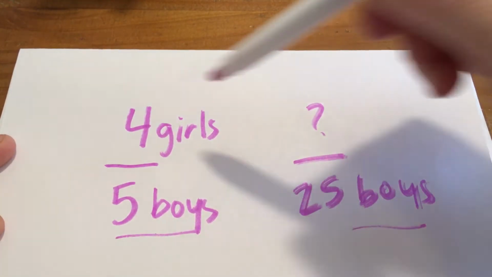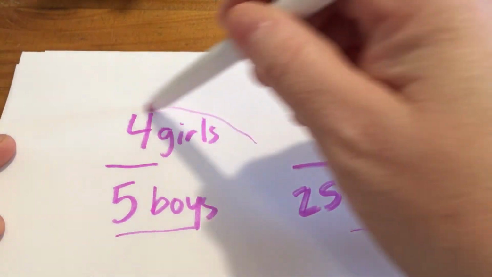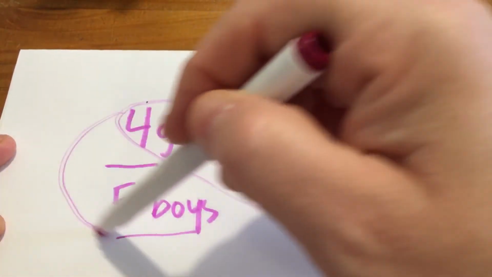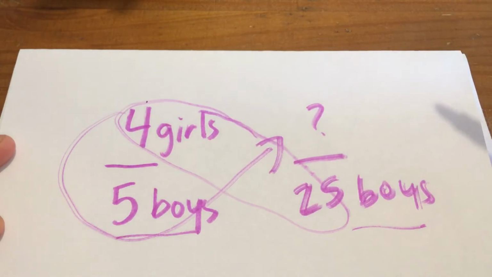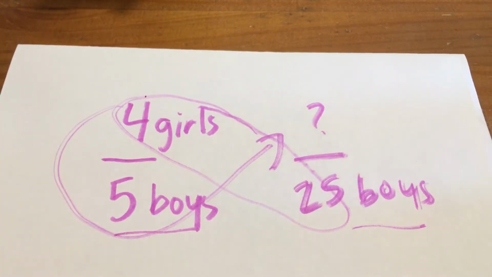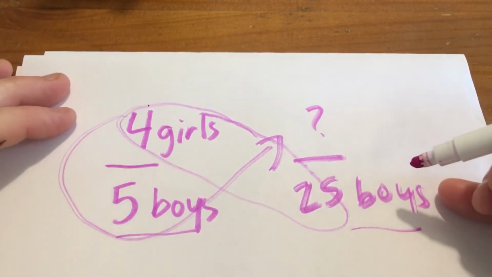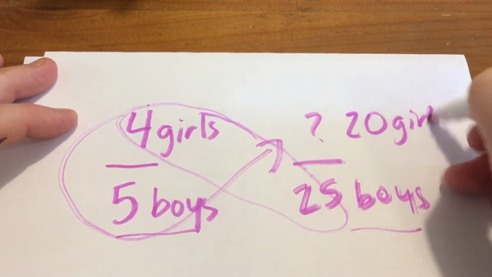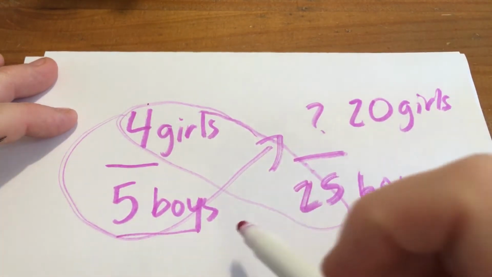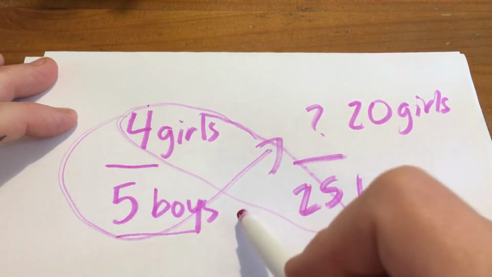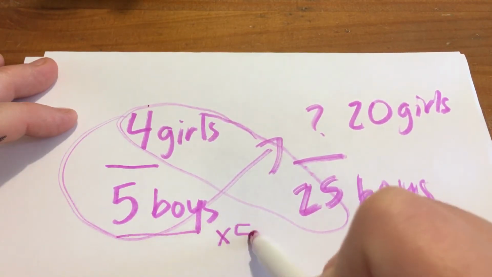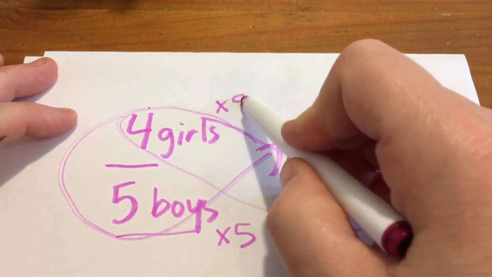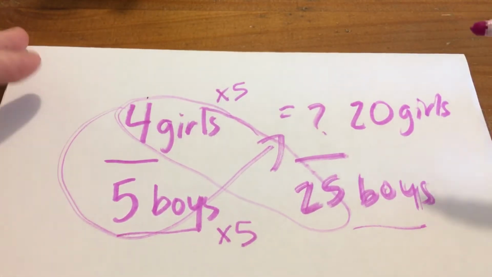Remember to solve these, it's cross multiply and divide. We would cross multiply, and then we would divide by the 5 boys to get our answer. And when we do that, we would get 20 girls. Or another way to solve: 5 times what gives you 25? 5 times 5. 4 times 5 gives you 20.